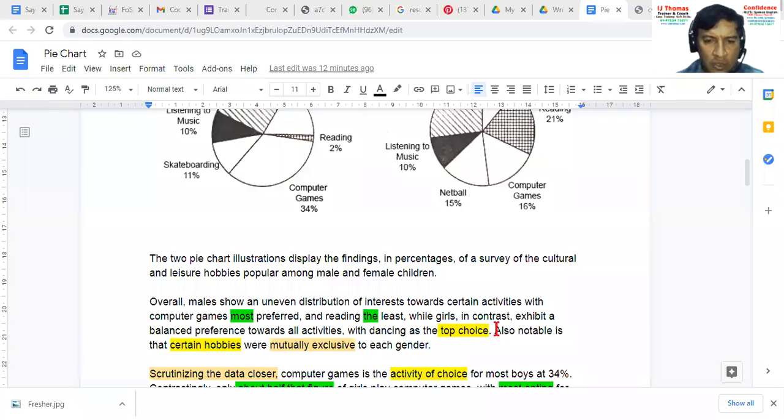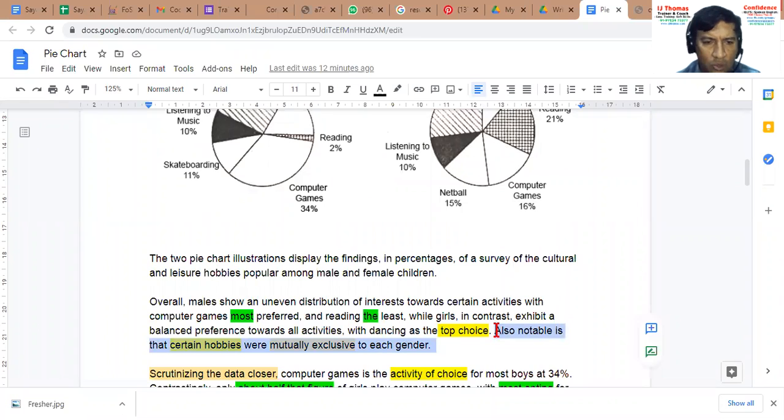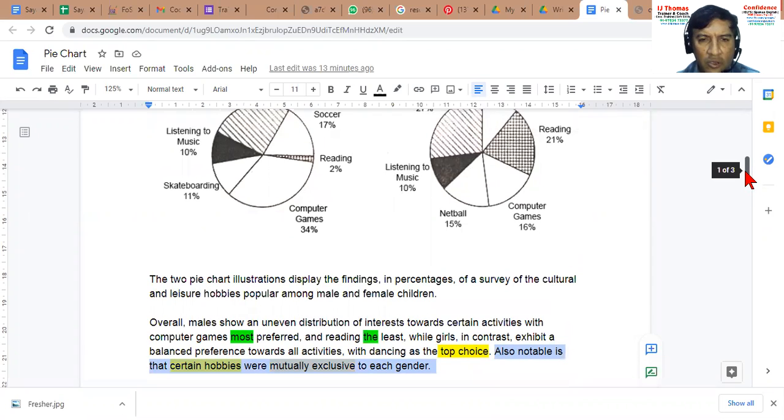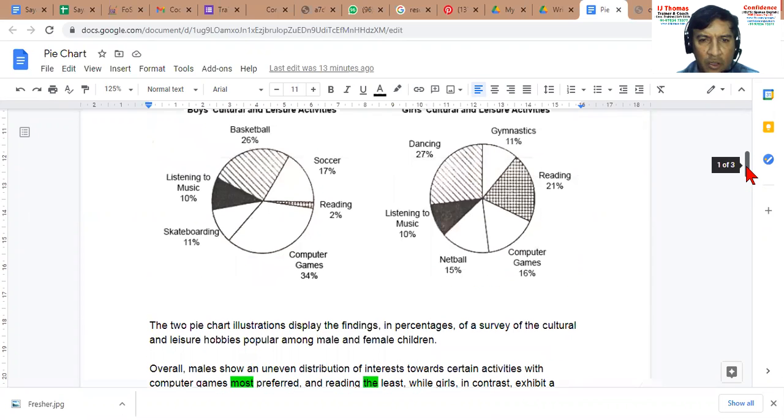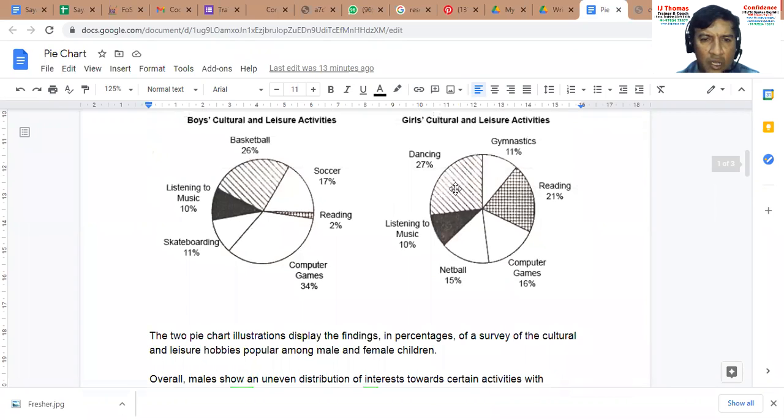I was showing you this, which is important, which says also notable is that certain hobbies were mutually exclusive to each gender. See, this is something you should note when you're writing a report. You should also look for what are things one group is doing which the others are not doing. What is that one group is doing which the others are not doing?